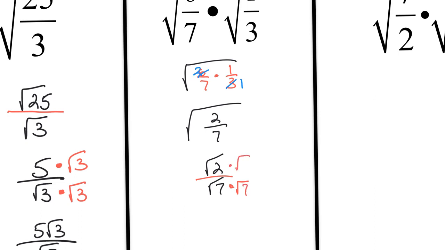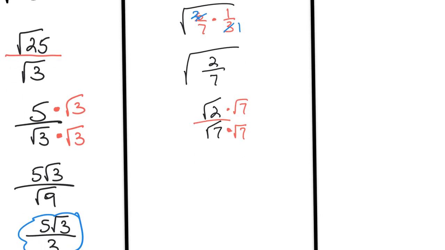And on the top you multiply by the square root of 7. Whatever you do to the bottom of the fraction, you do to the top. So now, on the top, the 2 and the 7 are radicands. They are inside of the radical, so you can multiply those two. 2 times 7, 14. On the bottom, 7 times 7 is 49, but the square root of 49 is 7. So you put a 7 on the bottom.